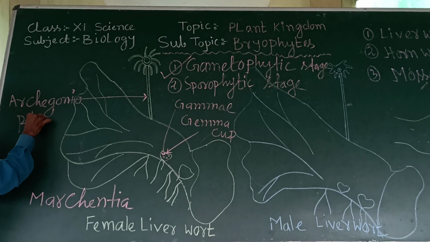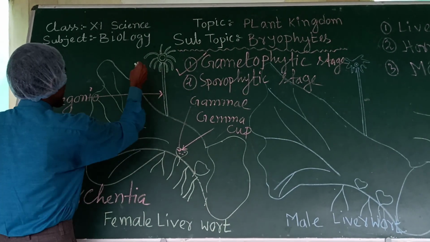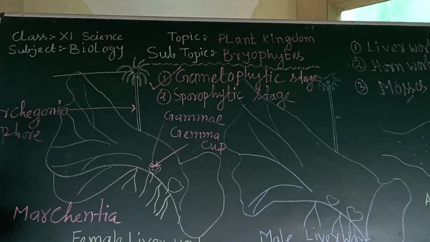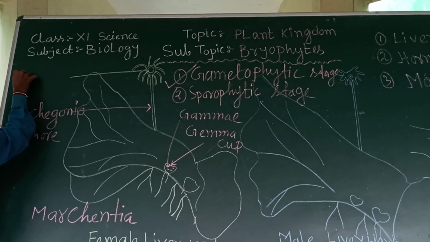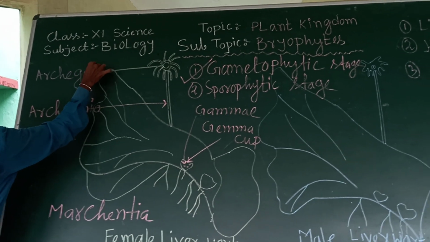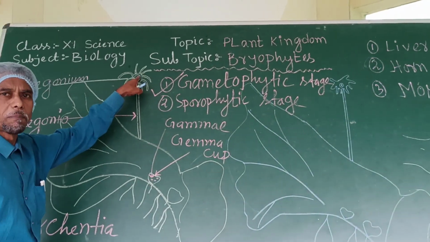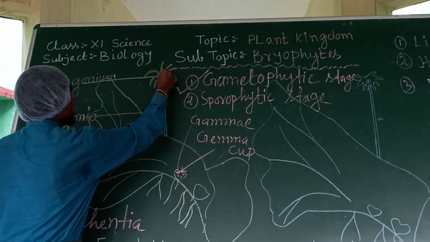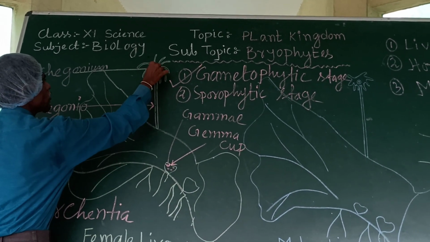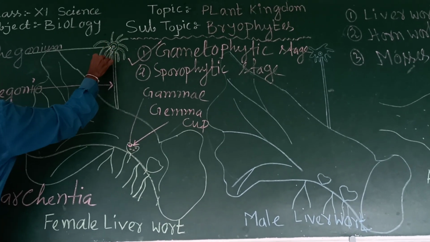Archegoniophore. On the tip of the archegoniophore are borne the female reproductive structures called archegonia. The archegonium is a flask-shaped structure which bears a single egg. This is the egg.